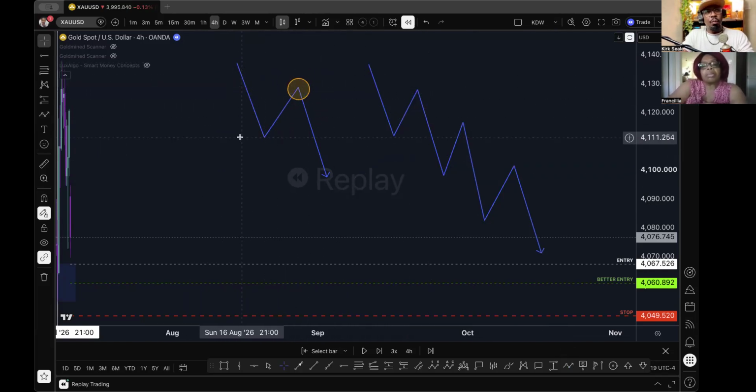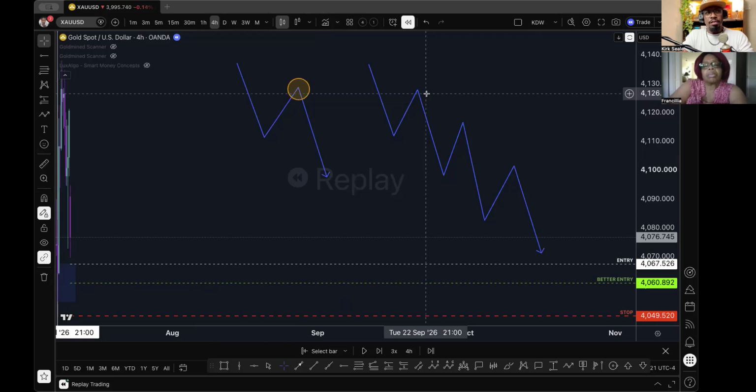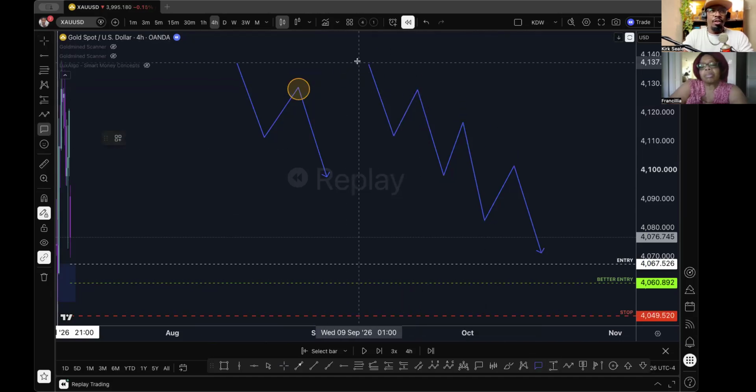When this pattern shows up and multiplies itself more than once, we have something called a trend, and it's going to be made up of lower highs and lower lows.